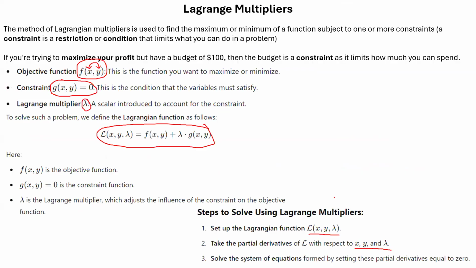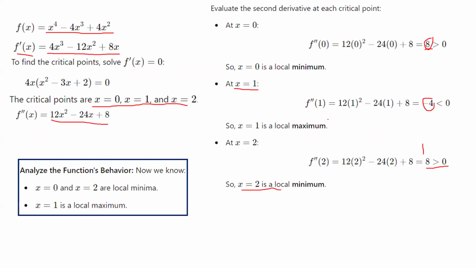To find out the local maximums and local minimums, you have to apply those points in the main function, not in the second derivative. So if you apply 0 here, what you're getting? You're getting 0. When you apply 2 in the main function, 2 to the power of 4 is 16, minus 32, minus 16 plus 4 into 16. It's also coming to be 0, right, when you apply in the main function.